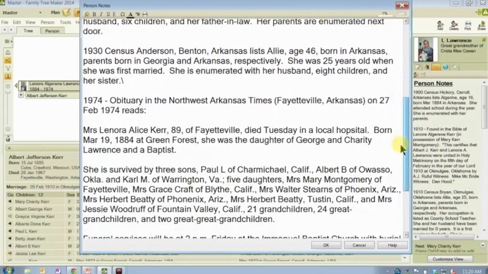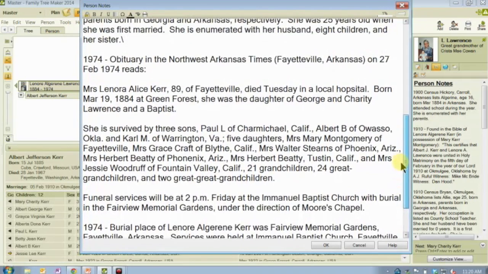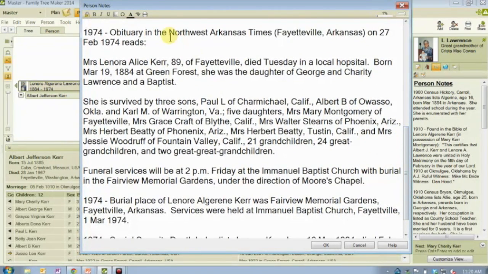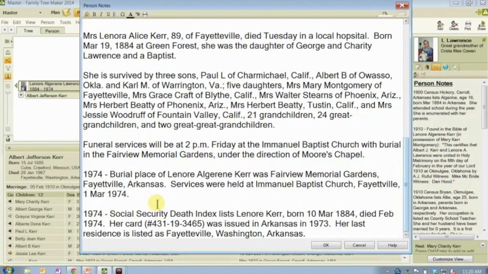I also here have a couple of additional pieces of information. One is her obituary that was published in the Northwest Arkansas Times in Fayetteville in 1974, and I've transcribed the text of that. I also have information here about where she is buried. I visited there and have taken a picture of the tombstone and have all that information. And then I also have here her Social Security death index listing as additional evidence of her name, her date of birth, her date of death, when and where that card was issued, where she was living at the time.